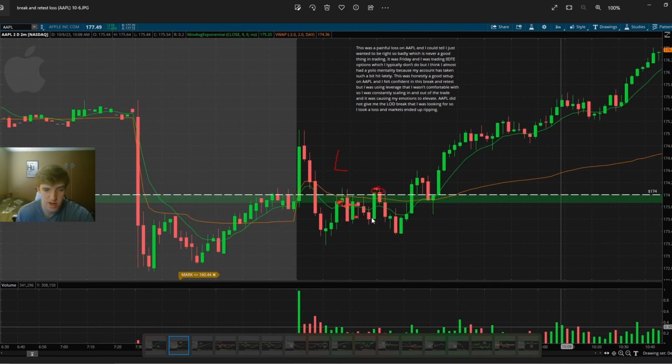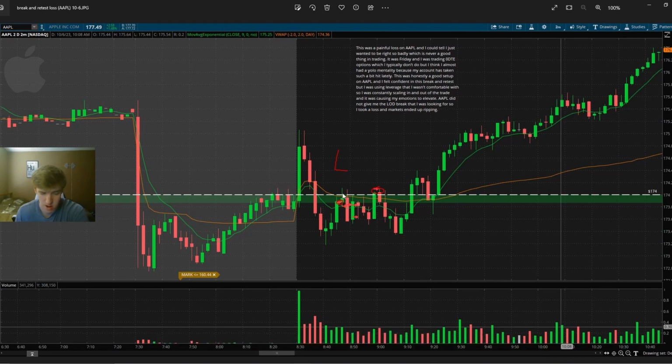This was a painful loss on Apple. It was Friday and I traded zeros for some reason, and once we started to reject this 174 level, and I saw this big red candle, I was convinced we were going down, so I shorted this multiple times and took a couple losses on it, which was not fun.